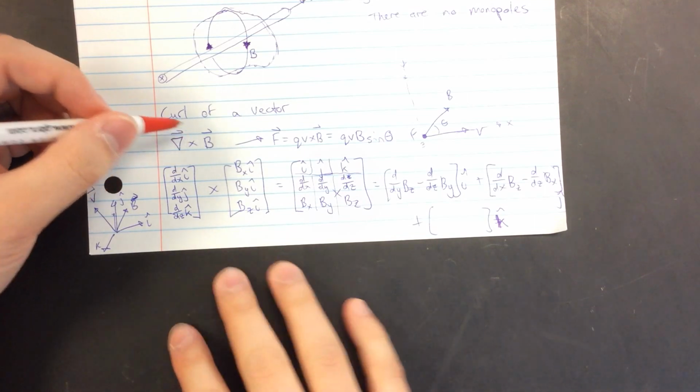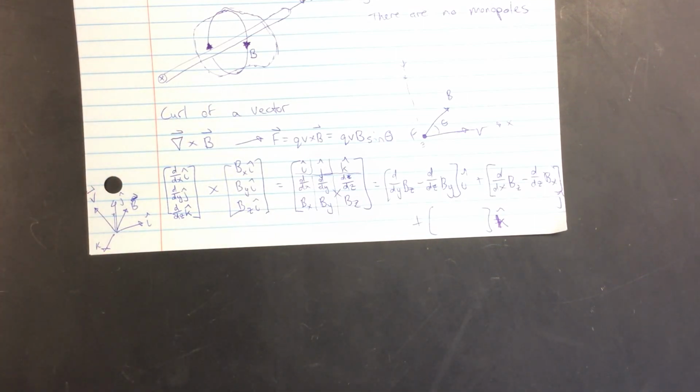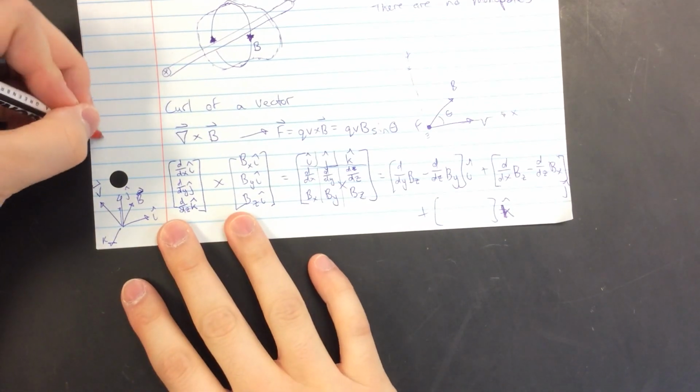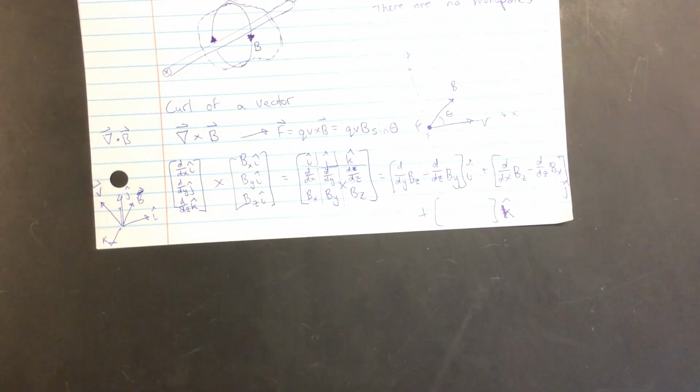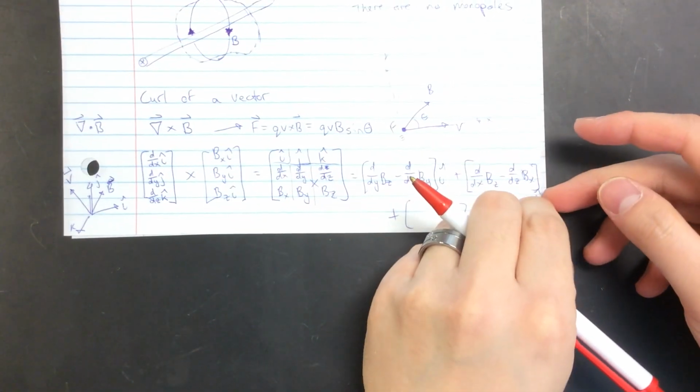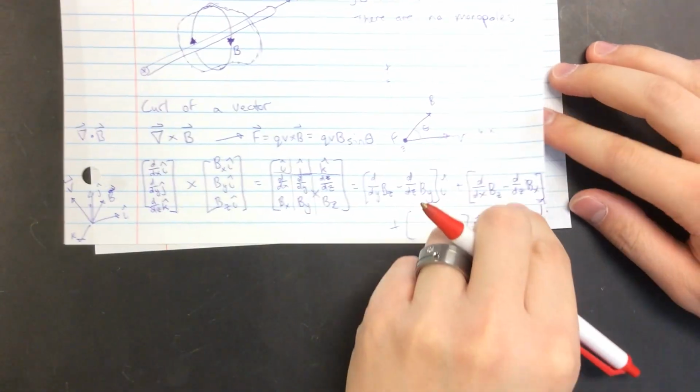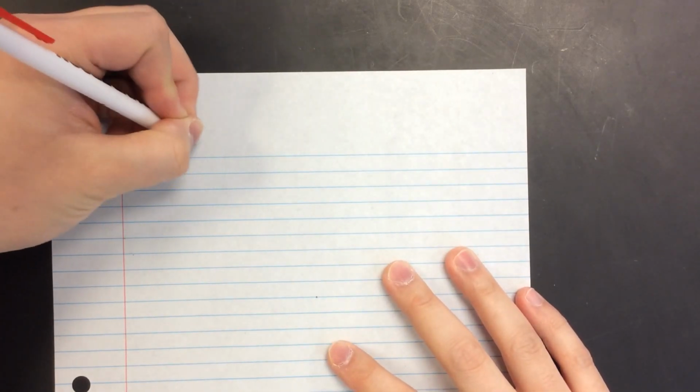There's another version of this. If the curl describes how a vector field turns, there's another one called the divergence, which is the dot product. It describes how a vector field expands or contracts. It's kind of neat. Okay, well, why do I talk about the curl of a vector? Well, there's a theorem that describes how the curl of a vector is related to something called a line integral. Okay, so I'm going to introduce something here.